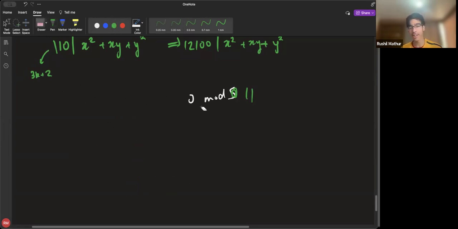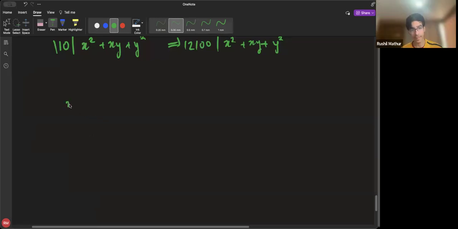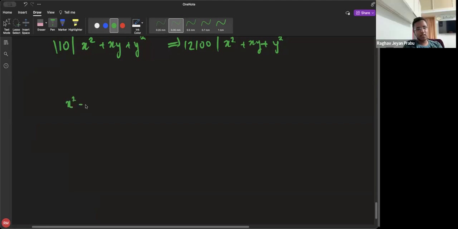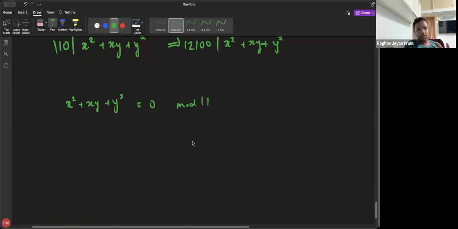But yeah, let's now look at the QR thing. In this case, the earlier question was with 5, so here I guess it's 11. If 11 divides x squared plus xy plus y squared, and we assume that 11 does not divide either of x and y, because if it divides either one, it divides the other too. Then you can just multiply the equation by 4 because you want to somehow create perfect squares.